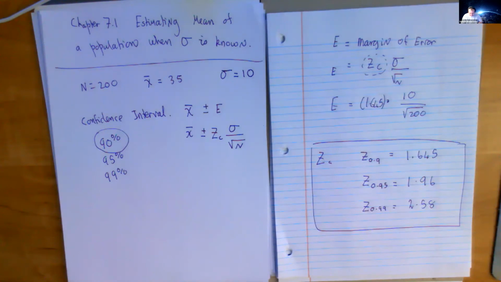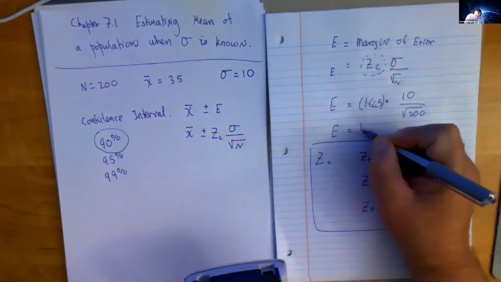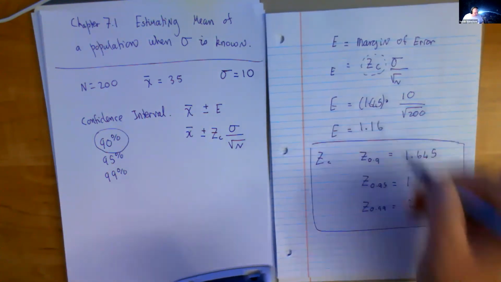So I'll just get my calculator and do that. It's a pretty straightforward calculation. 1.645 times sigma, which is 10, divided by the square root of 200. And now I'm looking at a margin of error. I'm going to have to round it off. So let's round it off to 2 decimal places.